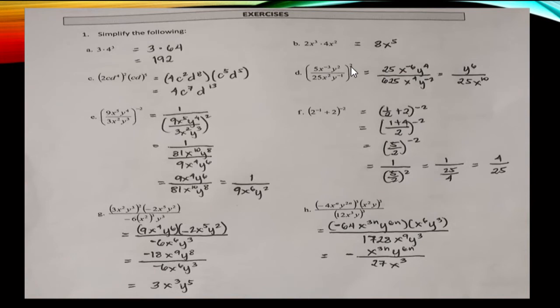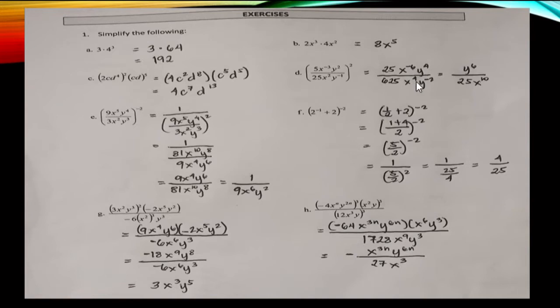And we also distribute the square on each factor in the denominator. So 25 squared, that is 625. x squared times 2, that is x to the power of 4. y to the power of negative 1 times 2, that is y to the power of negative 2. Then we simplify further. 25 divided by 625, that is 1 over 25. Then negative 6 minus 4, that is negative 10.